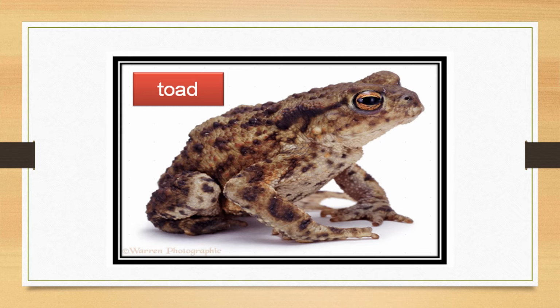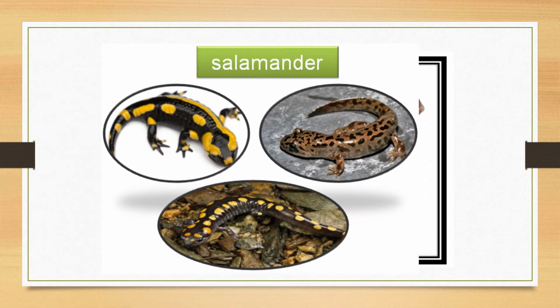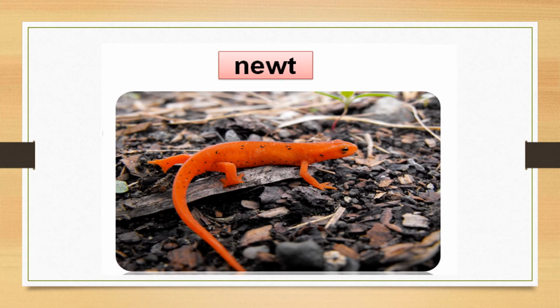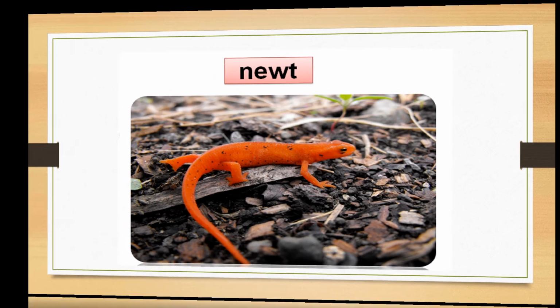What are some examples of amphibians? The first one is the toad. What else? We have also salamander, newt, and frogs. So those are some examples of amphibians.